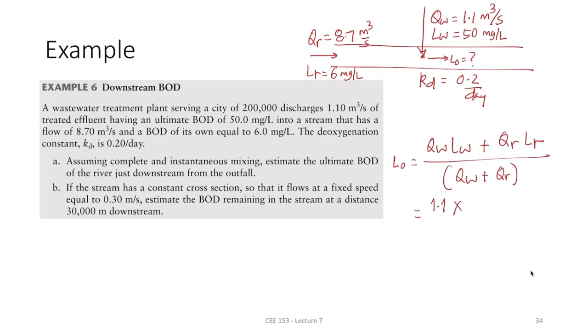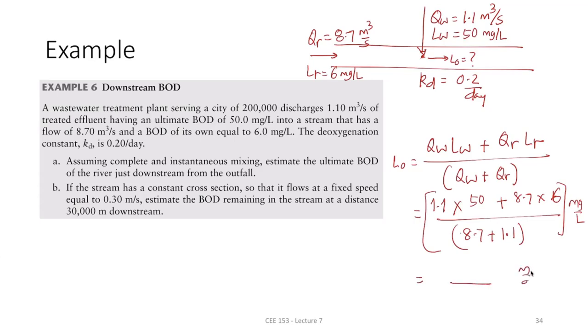So 1.1 times 50 milligram per liter plus then this QR is 8.7 times 6, divided by 8.7 plus 1.1, and this whole term will be in milligram per liter, because if you put the unit it all cancels out, the flow rate cancels out from top and bottom. So this value would be whatever the number it is, milligram per liter.